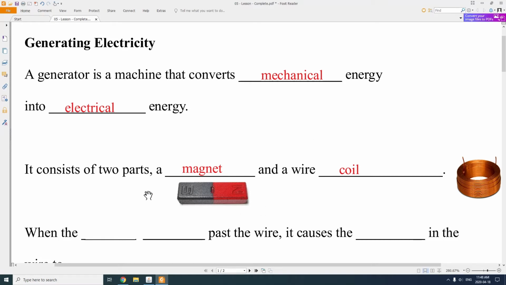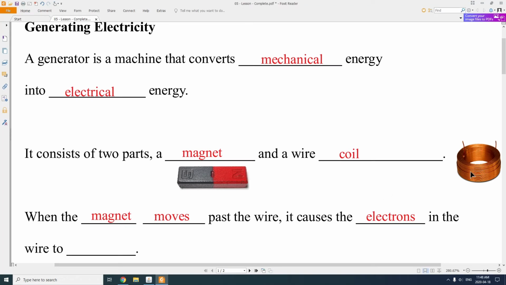Now, this magnet, it has a magnetic field. You can feel that when you push magnets together or pull them apart. And that magnetic field will actually interact with the electrons that are in the wire. So when you move the magnet past the wire coil, it actually causes the electrons in the wire to move. So you can think of it as that magnetic field from the magnet is kind of pushing these electrons and making them move in that coil wire.